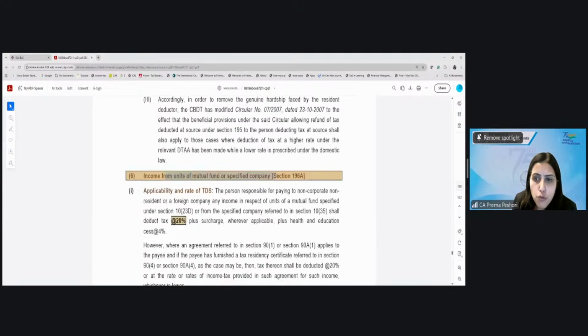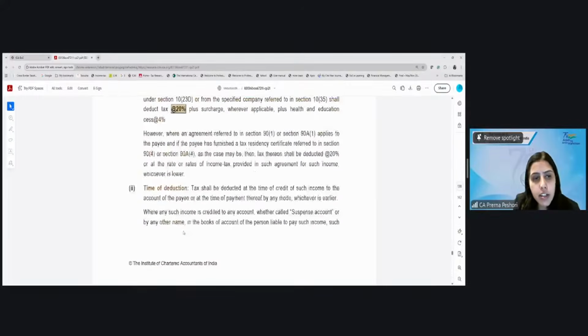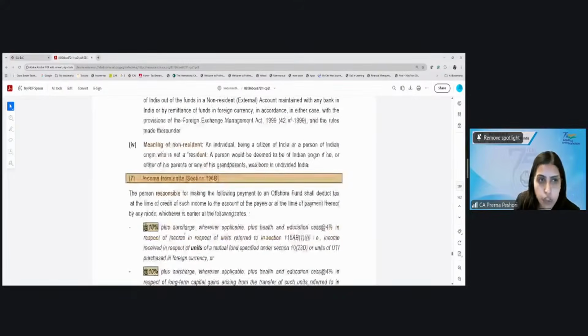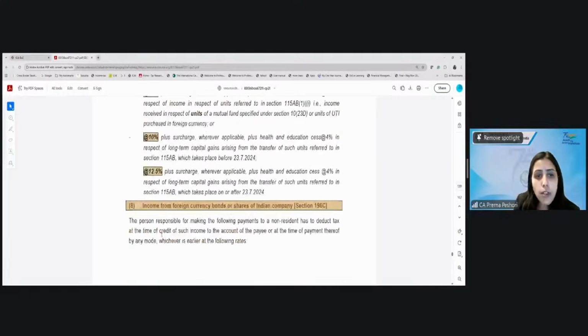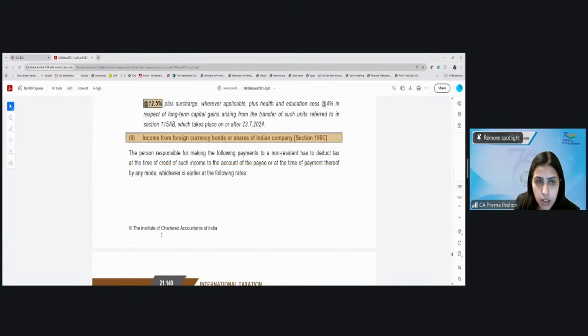income from units of mutual fund or specified company. The TDS is under 196A, which is 20%, or the rate under the DTAA, whichever is beneficial. Income from units under 196B, the TDS rate is 10% plus surcharge and cess in respect of income in units. In case of the long-term capital gain before 23rd July, it is 10%. After 23rd July, it is 12.5%.